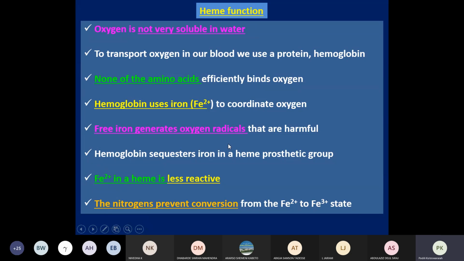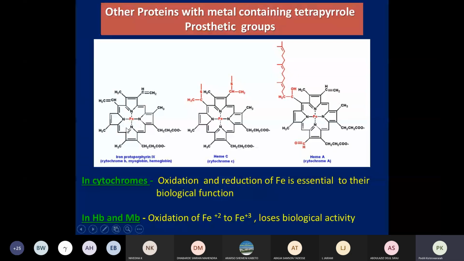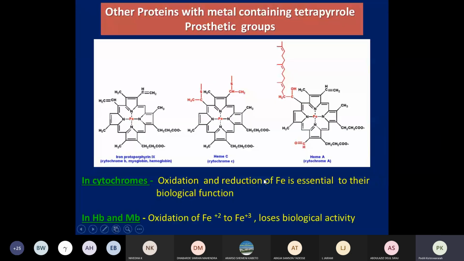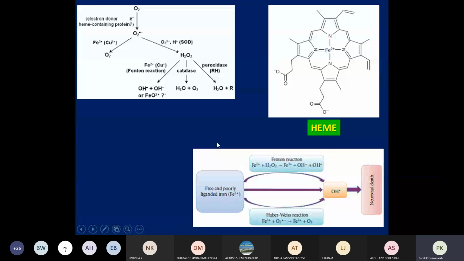When the iron is in the Fe+2 state in the prosthetic group, it is less reactive. In the sense, when it is present inside the heme pocket, it is less reactive. When it is present freely, it is highly reactive. In addition, when it switches from Fe+2 to Fe+3 state, it loses its O2 binding capacity, and therefore this Fe+2 to Fe+3 conversion is also prevented by the 4 nitrogen atoms of the pyrrole ring system.